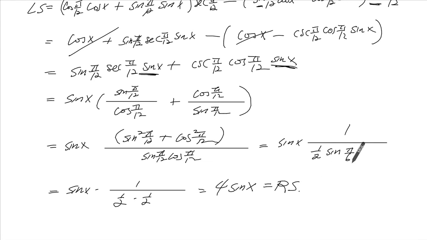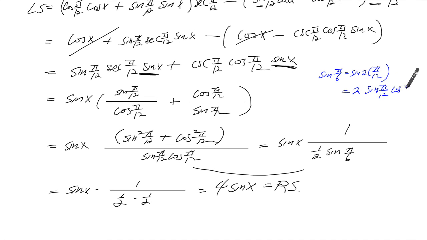And we're done. So make sure you follow this step here, from here to here. Just as a side note here, I'll write that out. That sine of pi over 6 is equal to sine of 2 times pi over 12. So it's 2. So if you isolate this, we get this divided by 2. That's what I have here.